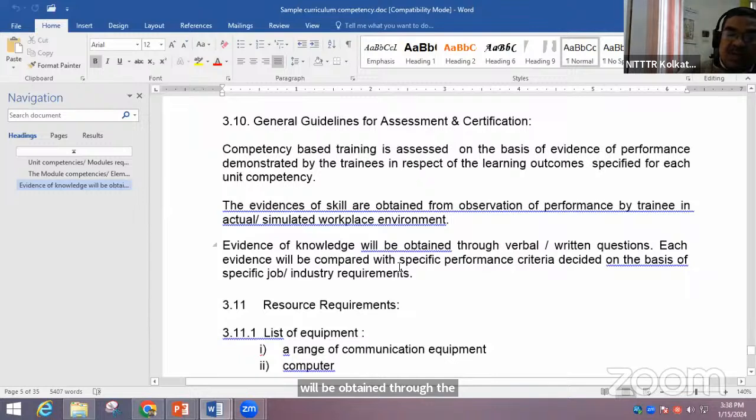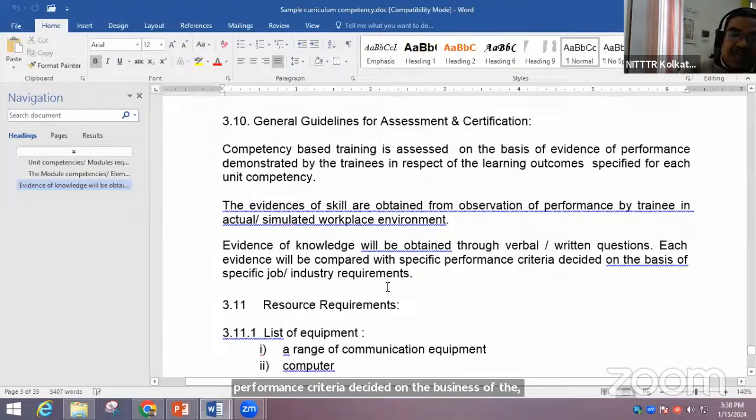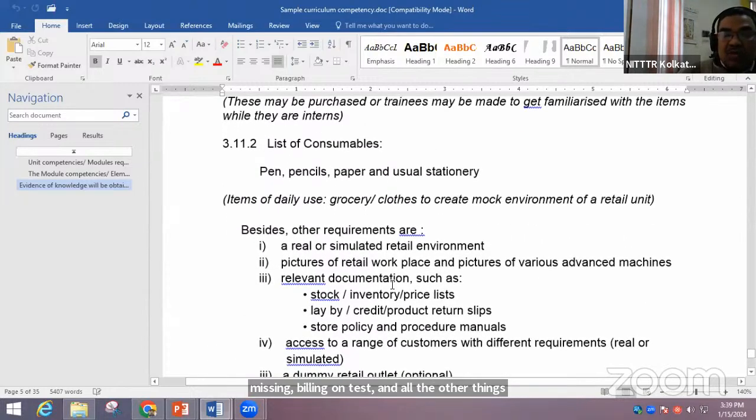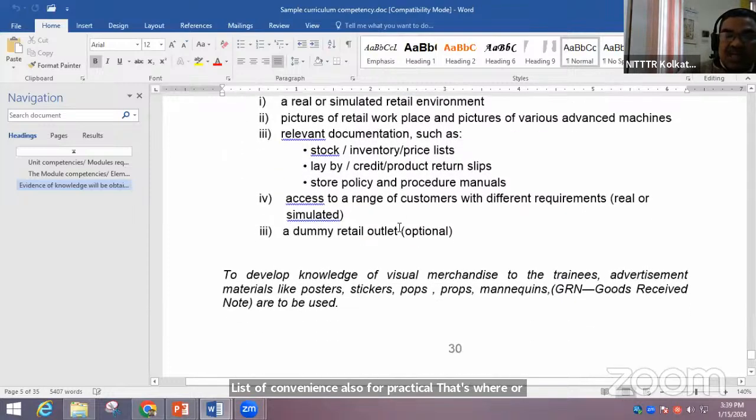Each evidence will be compared with the specific performance criteria decided on the basis of the specific job or the industry requirement. And these are some of the requirements, a list of requirements: a range of communicating equipment, a computer, barcode reader or machine accessories, electronic data interchange, electronic weighing machine, billing on cash till machine, and all the other things. A list of consumables also for practical examination, as per grocery, clothes, or certain other items. Besides, other requirements are the simulated retail environment, and other things.